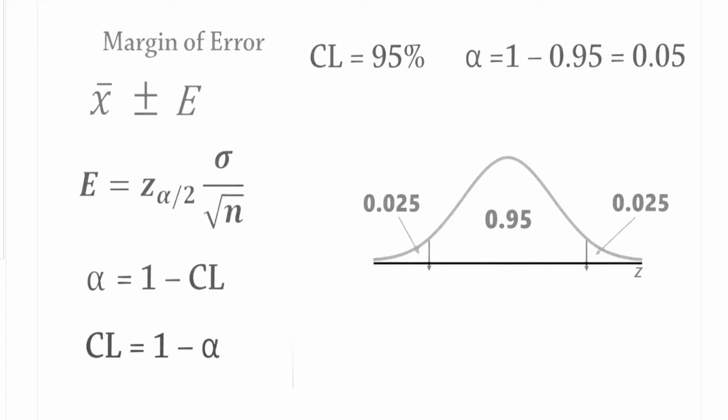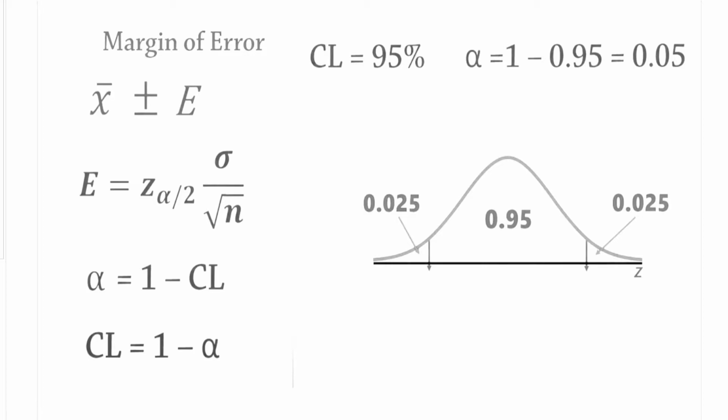Z alpha over 2 here is a single value called the critical value. It can be found in the normal tables or by using software. When constructing a 95% confidence interval, for example, the confidence level 0.95 is in the middle of the distribution, and the remaining 0.05 alpha is divided equally into the two tails as 0.025 each.